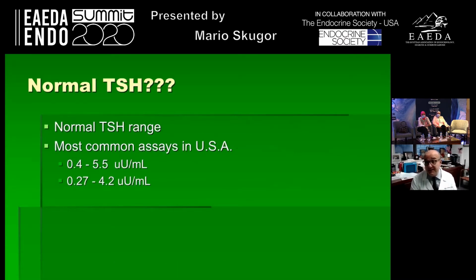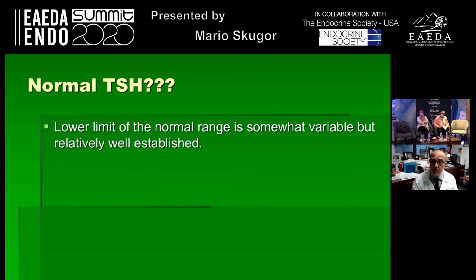and these people would be said to have subclinical hyperthyroidism. Now, when you're talking about TSH, first we need to figure out what the normal TSH range is. Most commonly used assays in the USA have a slight difference in range. At the Cleveland Clinic, we use one that has a range of 0.4 to 5.5 microunits per milliliter. But there are other commercial labs, like Quest, which has slightly different reference ranges, 0.47 to 4.2 microunits per milliliter. So not all the assays are the same. The lower limit of the normal range is somewhat variable, but relatively well established between 0.27 and 0.4.